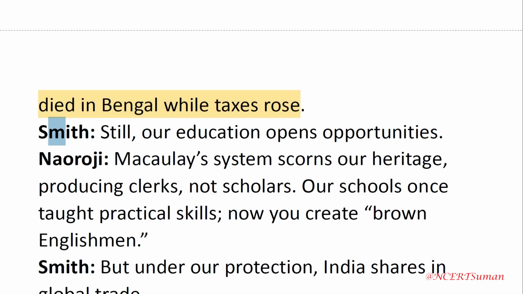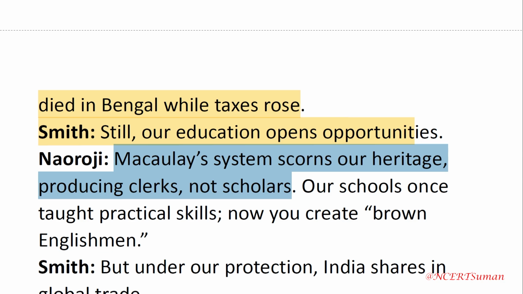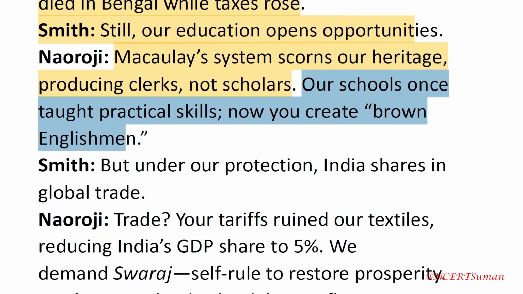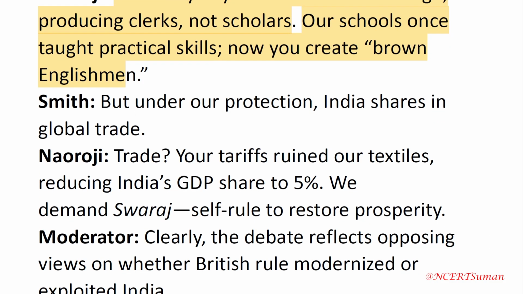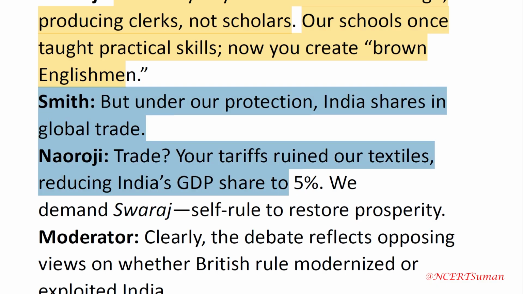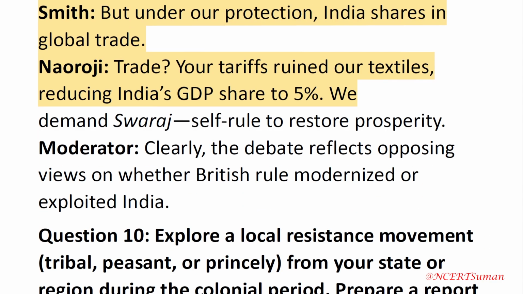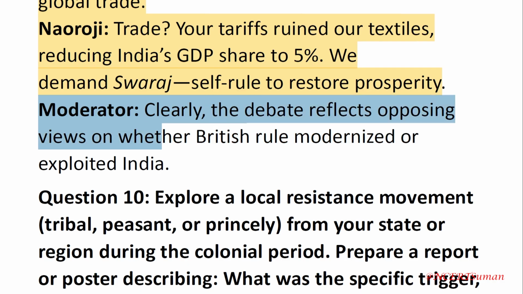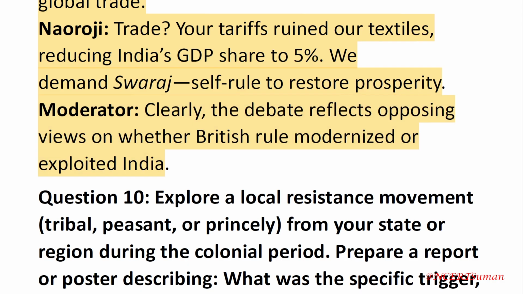Smith: Still, our education opens opportunities. Naoroji: Macaulay's system scorns our heritage, producing clerks, not scholars. Our schools once taught practical skills. Now you create brown Englishmen. Smith: But under our protection, India shares in global trade. Naoroji: Trade? Your tariffs ruined our textiles, reducing India's GDP share to 5%. We demand Swaraj, self-rule to restore prosperity. Moderator: Clearly, the debate reflects opposing views on whether British rule modernized or exploited India.